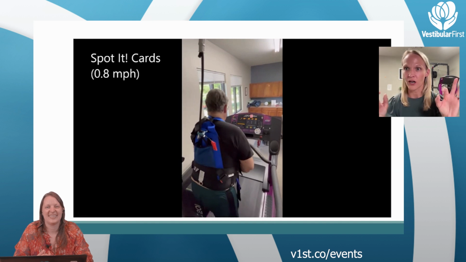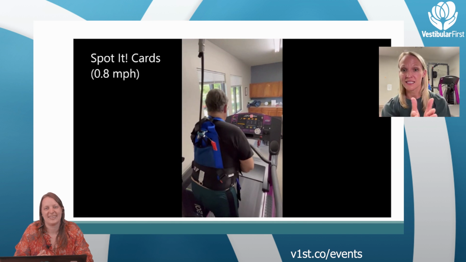And each card that you put out is going to match the other card. There's maybe one image that's the same. And so they're constantly having to visually scan, and depending on where you put those cards creates the amount of head movement that you want, as well as the direction of head movement.